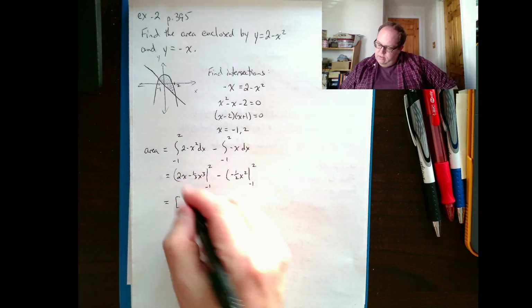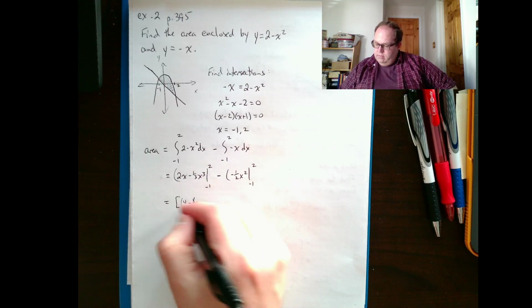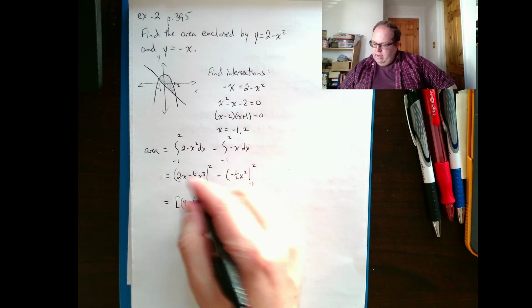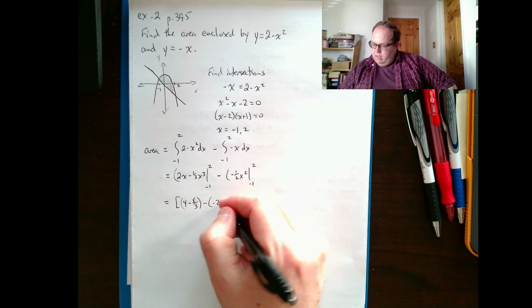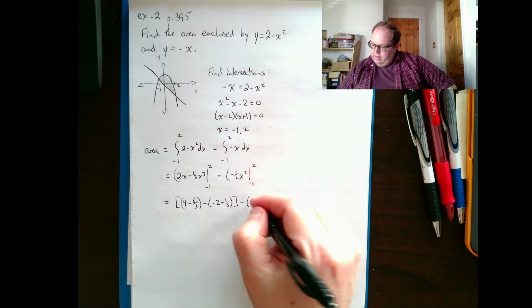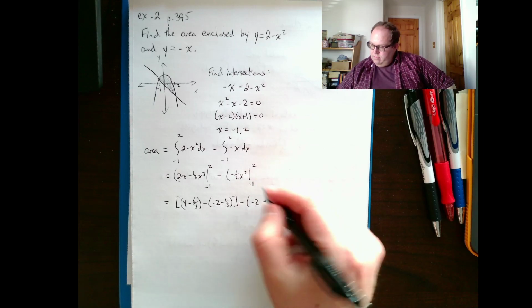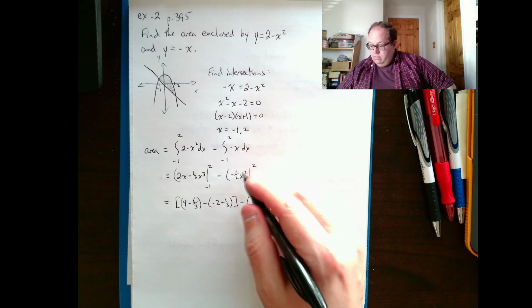Putting in 2, I get 2 times 2 is 4, minus 8 thirds. Putting in negative 1, I get negative 2 plus a third. Here, putting in 2, I get negative 2. And putting in negative 1, I get negative half.